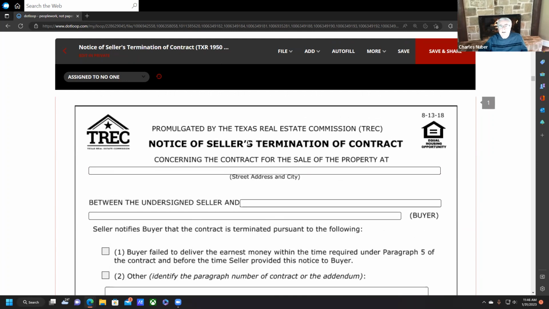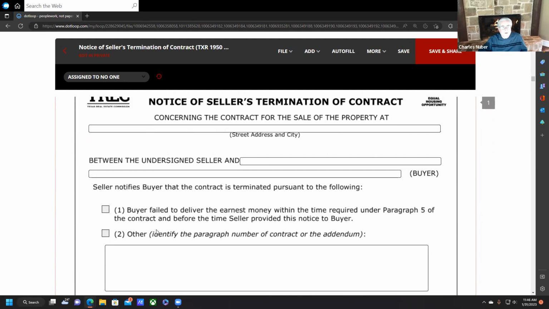Okay. Notice of seller's termination of contract. Notice that's a lot shorter list. You think the buyer has the advantage? They do. All right, concerning the contract between undersigned seller and buyer, seller notifies the buyer that the contract is terminated pursuant to the following. Buyer failed to deliver the earnest money within the time required under paragraph 5 of the contract before the seller provided this notice to buyer.